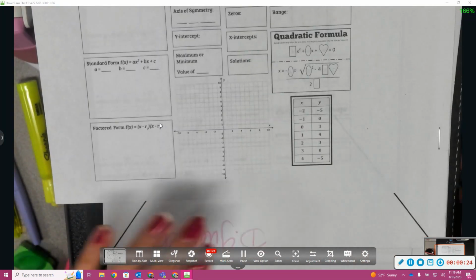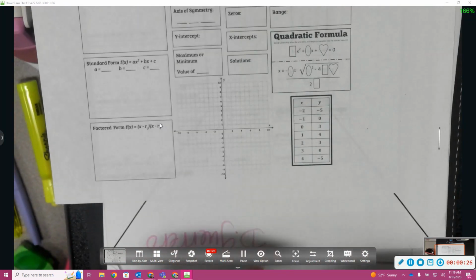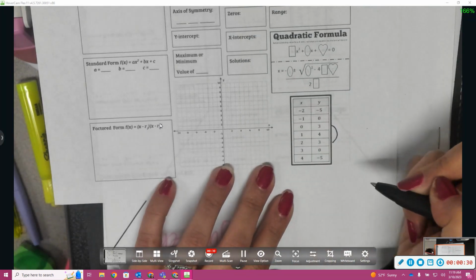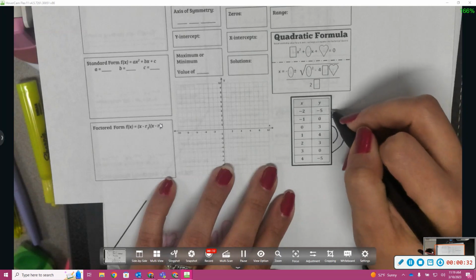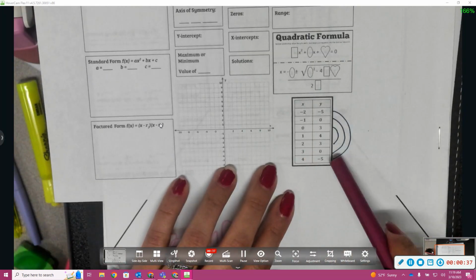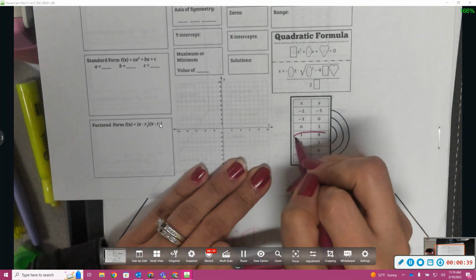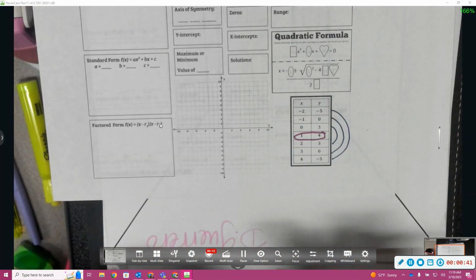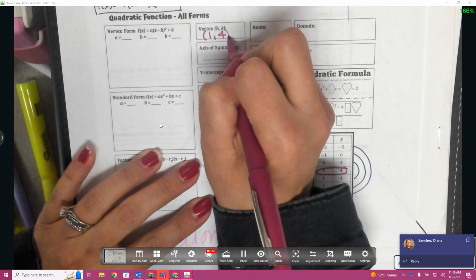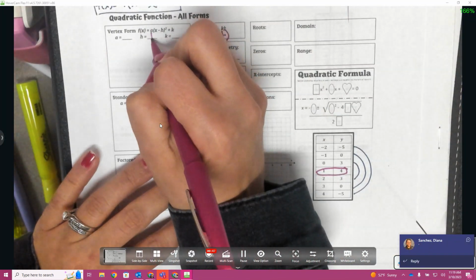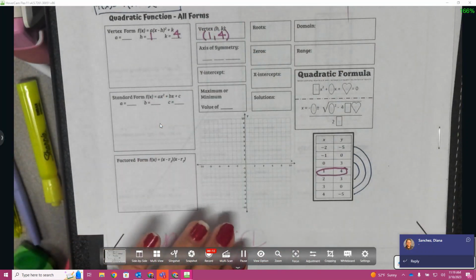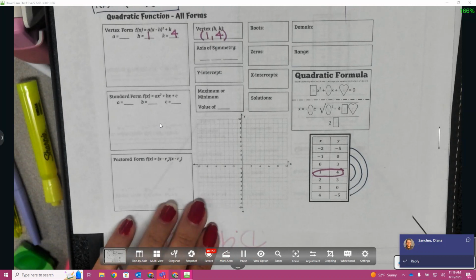So I like, again, to start off with the vertex, and you look at your y values. You look for where they repeat. 3 and 3 repeat, 0 and 0 repeat, -5 and -5 repeat. So my vertex is the center of this rainbow. So in this case, (1, 4) is my vertex. H is 1, K is 4.